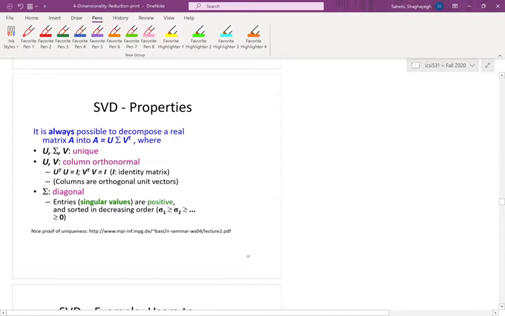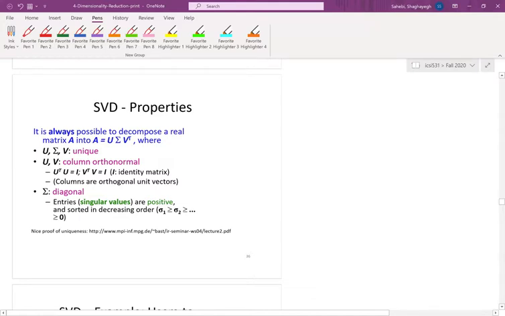With this constraint that U and V are column orthonormal matrices, meaning that similar to what we have seen in PCA, U transpose U is equal to I, a diagonal matrix with ones on the diagonal, and V transpose V is also equal to the identity matrix I. So the columns of these matrices are orthogonal unit vectors.